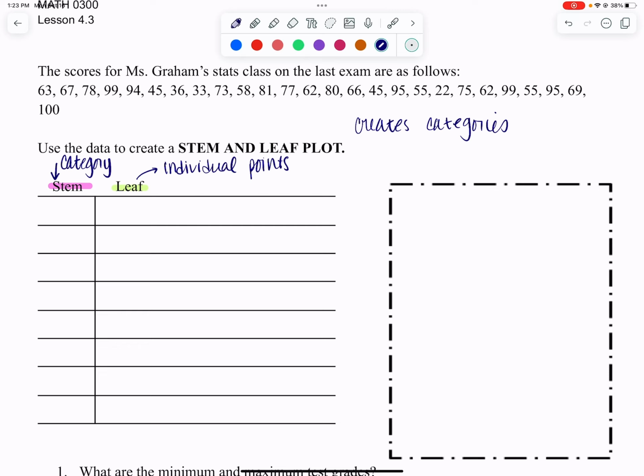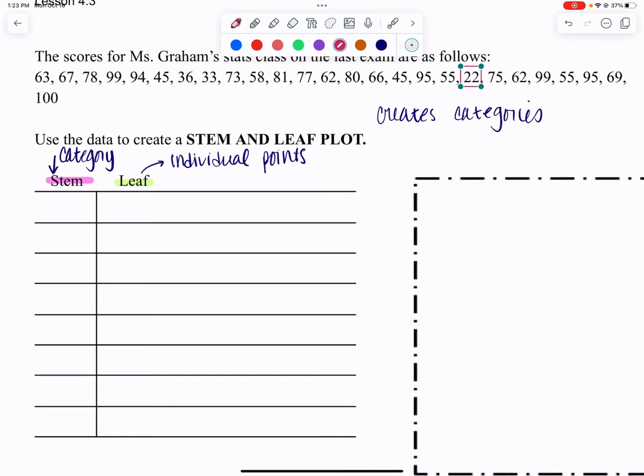So when I go through my list of grades for my stats class on the last exam, what I want to do is start with the lowest grade in my list. So I'm going to go through and find the lowest one. It looks like a 22. And that's what I'm going to start with.